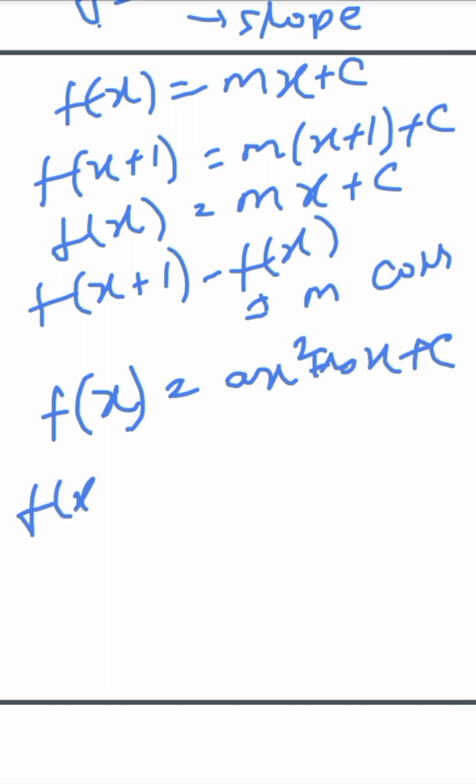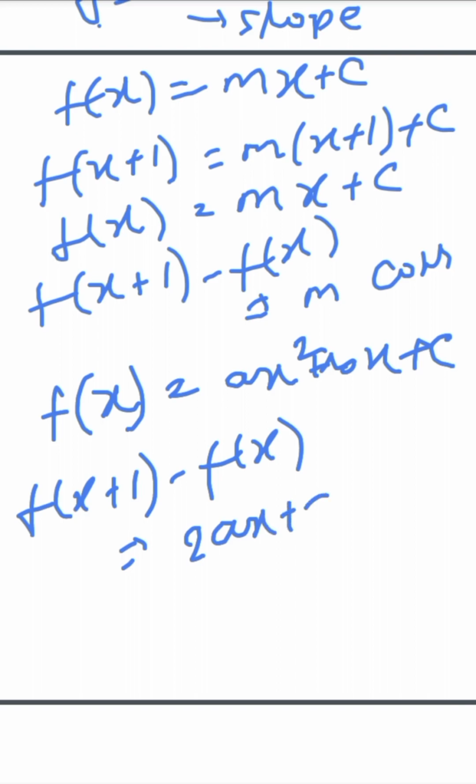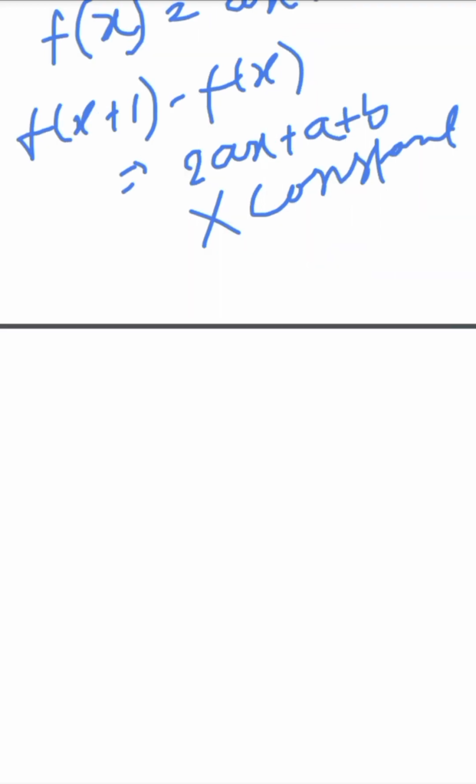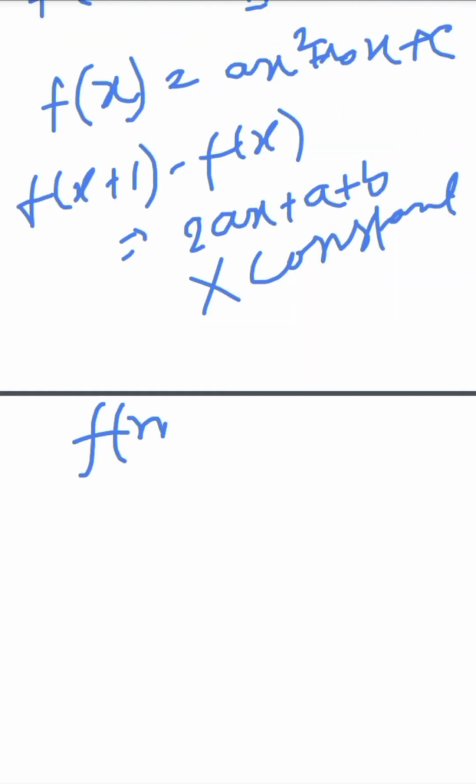And if you do f(x+1) minus f(x), you will get something like 2ax plus a plus b. So that is not a constant, right? So guys, we proved that the function f(n) is actually a linear function. This is totally a linear function, right?